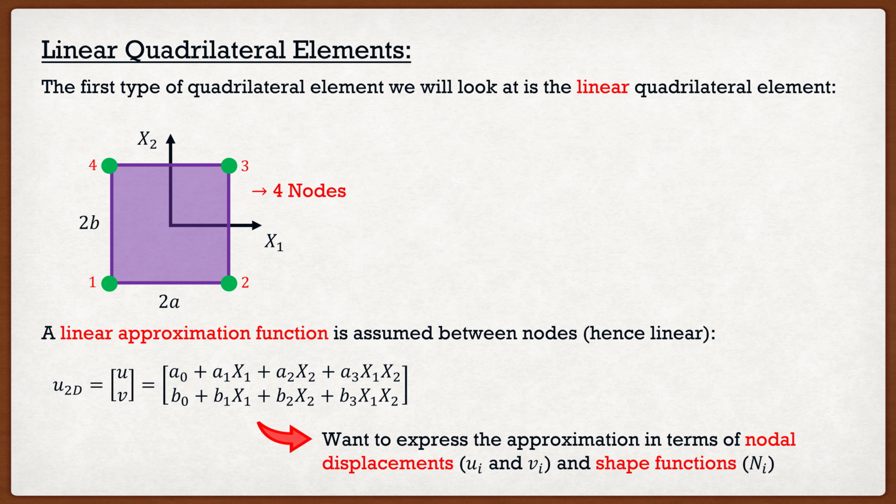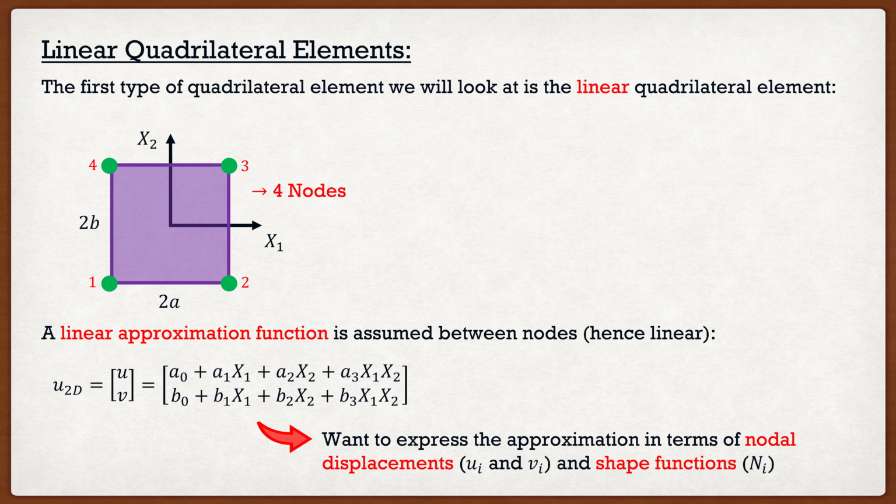So what we're going to do is take our approximation function that we have above, and we want to express it in terms of 2 things. The first is the nodal displacements, ui and vi, as well as the shape functions, Ni. And the shape functions we are going to discuss in the next slide.